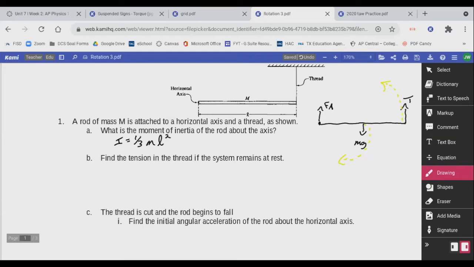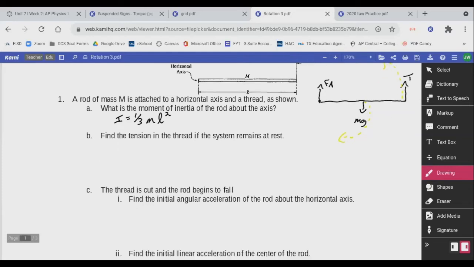Okay, so find the tension in the thread if the system remains at rest. All right. The way that we started our problems last class, there was a listing where we sort of followed through, and we started with the summation of forces. Summation of forces in this case is equal to 0 because it's not moving. And that's going to be equal to, we have what?